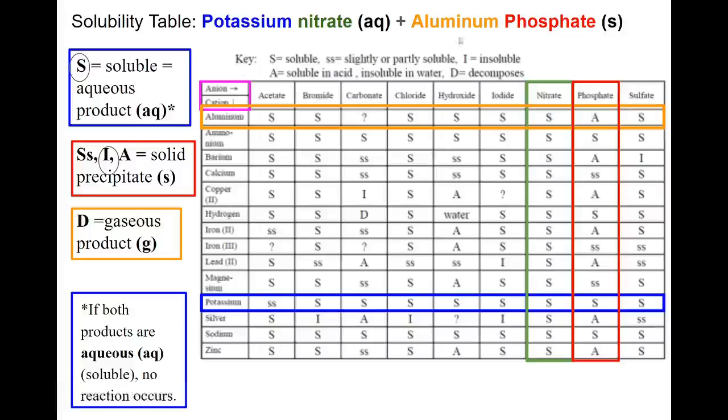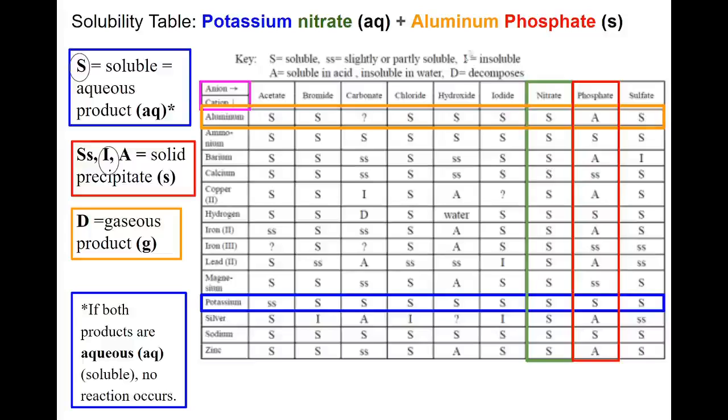So my first one I need to look up is my potassium nitrate. So my potassium is in this blue box. My nitrate is in this green box. Where my potassium and my nitrate meet, I get a capital S. So think for a second, what does S mean? On this chart, S means soluble. So if it is soluble, it means you have an aqueous product. So my potassium nitrate is AQ. It is dissolved in water. So far, I might not actually have a reaction.